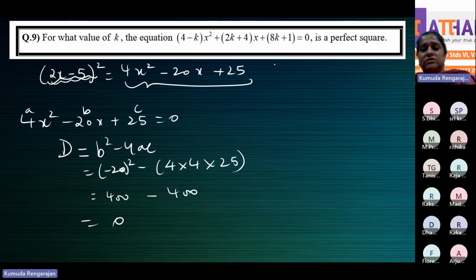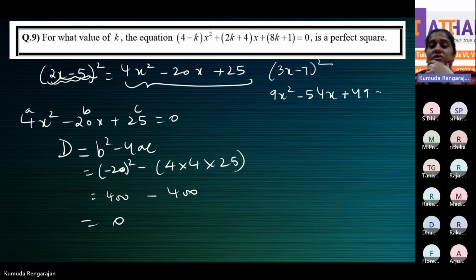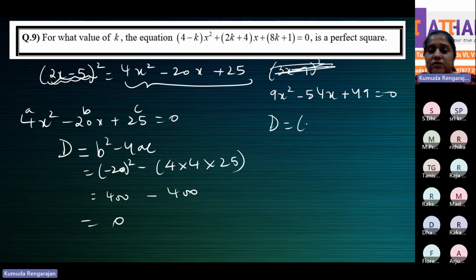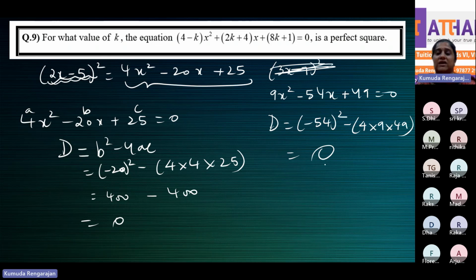You can take any other example, children. See this one: 9x square minus 54x plus 49 is equal to 0. So this one is a perfect square. So d will be equal to b square minus 4 into a, 9, into c, 49. You can just work this and see, you'll get 0. I don't have a calculator beside me. You can check that. That will be 0, children. Any quadratic equation, if it's a perfect square, the value of d will be 0.